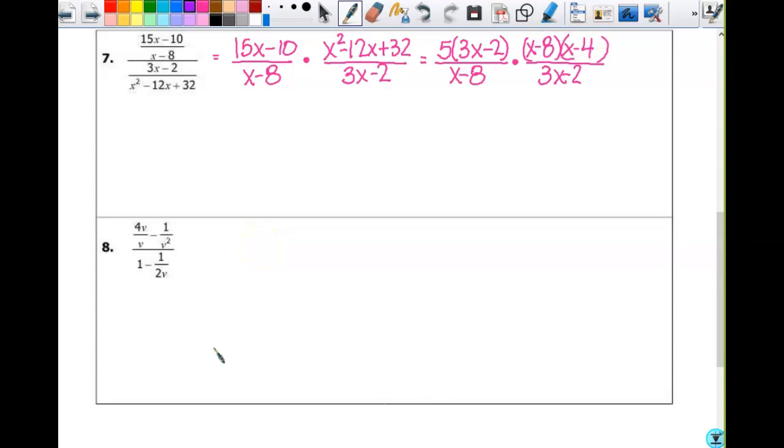See what I can reduce. Well, this 3x minus 2 cancels with this. This x minus 8 cancels with this. So then I am left with 5 times x minus 4. And that's it, not over 1. Technically, over 1 is not wrong. However, we wouldn't write it that way. It doesn't have to remain a fraction. It's still rational because I can write it as a fraction, but okay. What questions do we have?